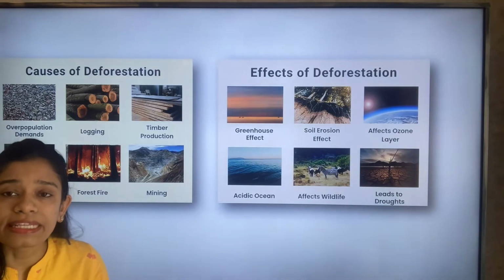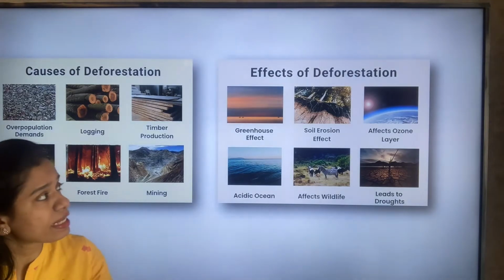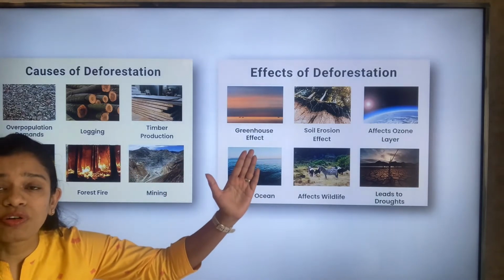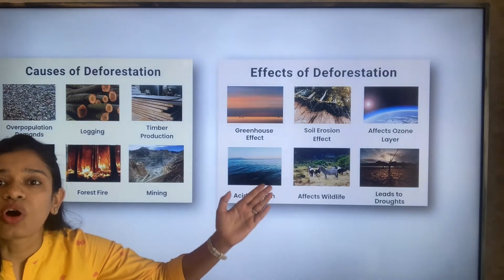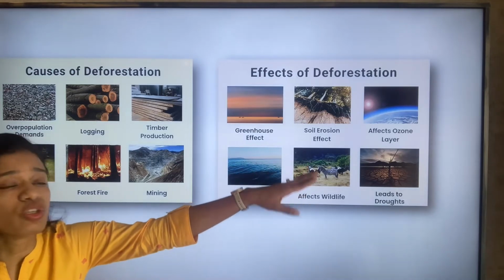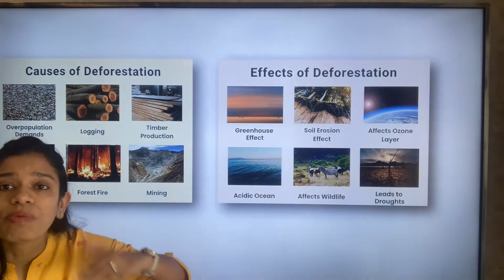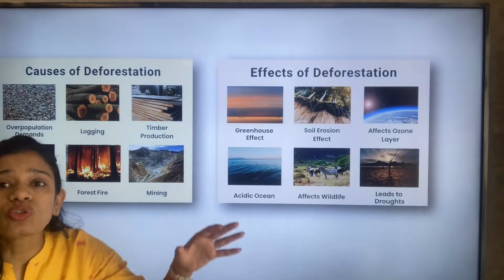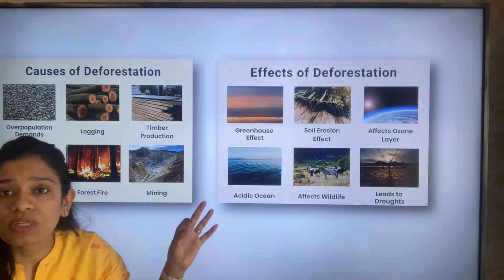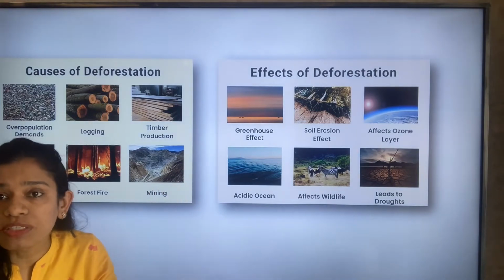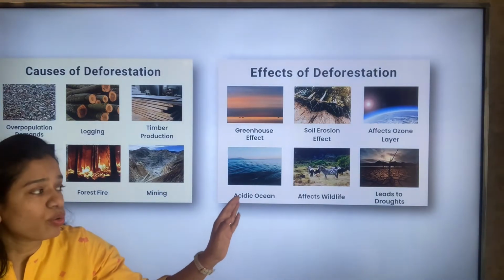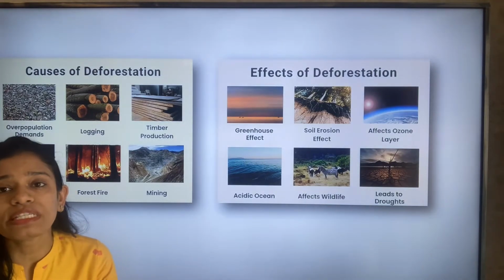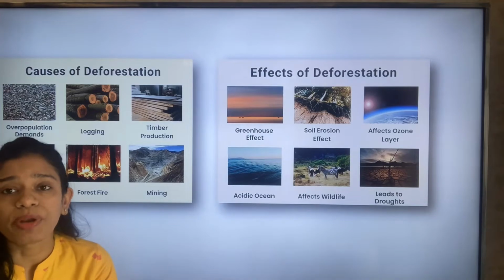Now what effect has this brought on to us? The greenhouse effect, that is the rise in temperature; soil erosion, because trees are cut, so soils become loose and get eroded by running water or wind; it affects the ozone layer. The ozone is getting polluted and holes are forming, which allows the greenhouse gases to pass through. Acidic oceans affect wildlife, and it also leads to drought, because trees are the main thing which helps in bringing us rainfall.